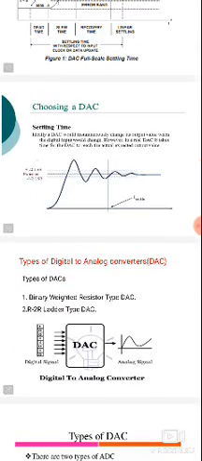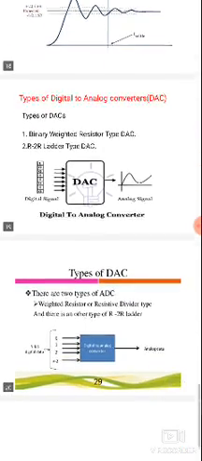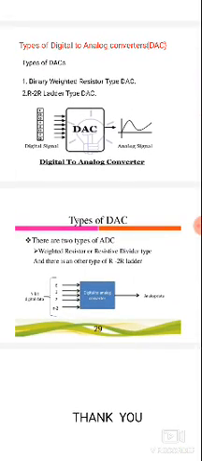Next, there are some types of digital to analog converters. In digital to analog conversion we give a digital input and find the analog output. For this purpose, two methods are popularly known: one is the R-2R ladder network, the second is the binary weighted resistor. By using these two methods we can change the digital input into analog output. Digital signals, which are binary signals, can be changed into analog signals.